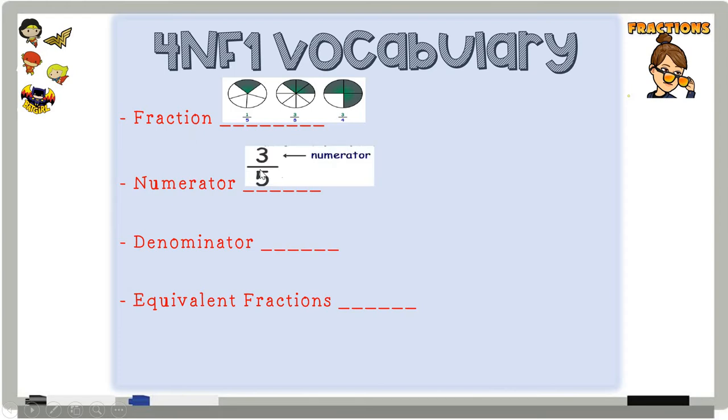The numerator is the number that is on top. It tells you how many parts you have out of your whole. The denominator is the bottom number, and it tells you how many pieces you need to make a whole group. So for example here, 3/7. I have 3 pieces and I need 7 to make a full group.